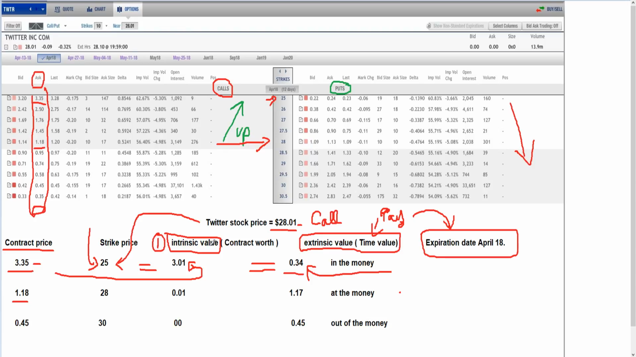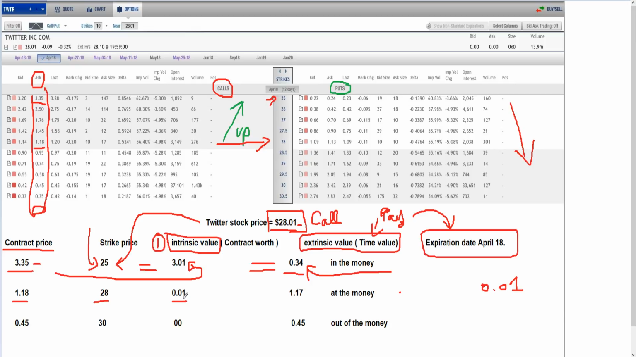As I told you before, what you should do, very simple: $28.01 minus 28, you will have only 0.01. So why are you paying only 0.01, which is only $1 for the value? It means that your contract has very little value, which is only $1. Now you ask yourself, why am I paying $1.18 if the contract is worth only $1? What's the problem?